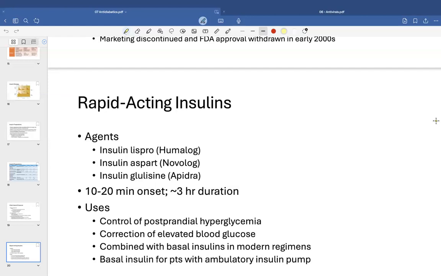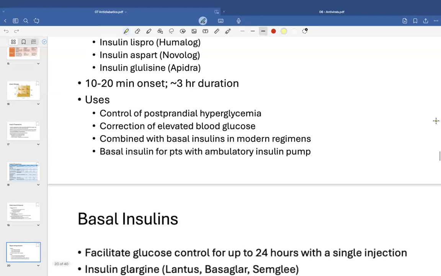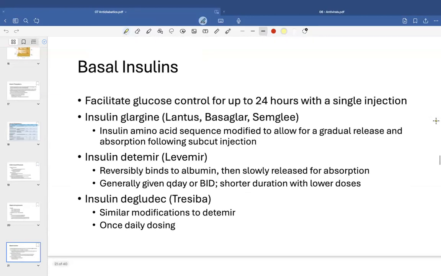Now, as far as the actual basal insulins are concerned, again, these are 24-hour durations with a single injection. The three products that kind of meet that definition nowadays are insulin glargine, brand name Lantus, insulin detemir, brand name Levemir, and then insulin degludec, which is Tresiba. And I talked about the modifications in terms of their amino acid sequence.